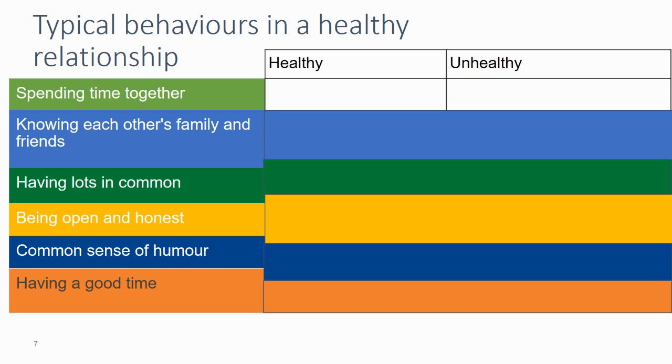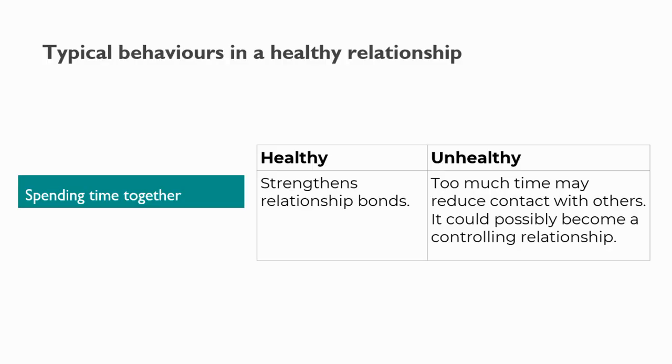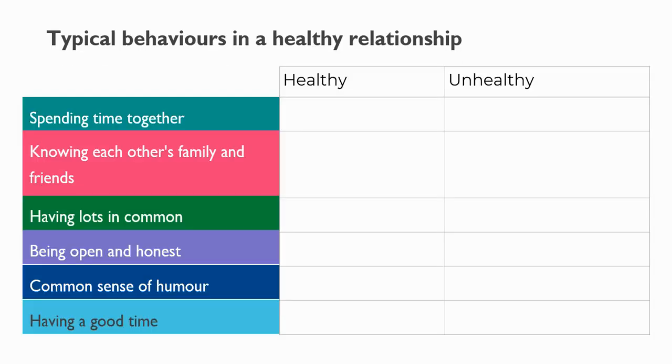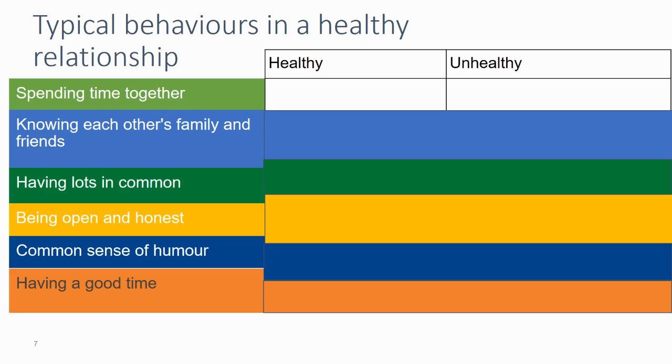Let's have a look now, we've had a look at spending time together. You now go through and complete the table for the rest of them. And then once you're done, unpause the video. Okay, let's go through some of these ideas together then. So the next one was knowing each other's family and friends. Add these to your notes in green pen if you didn't get them.